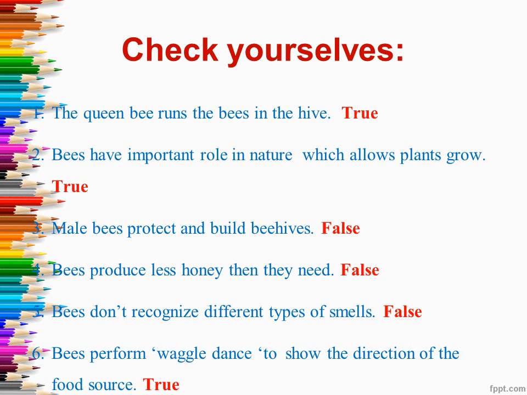Bees produce less honey than they need. False. Bees don't recognize different types of smells. False. Bees perform waggle dance to show the direction of the food source. True.